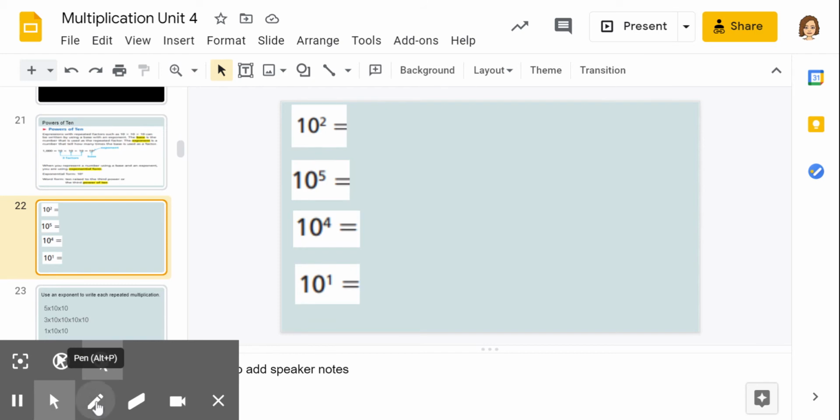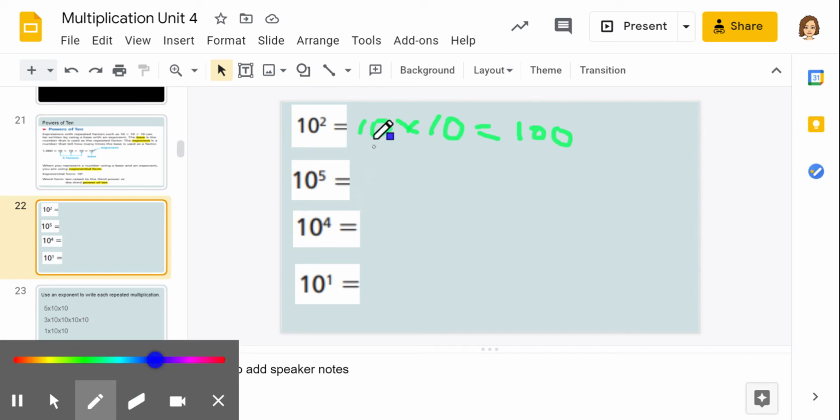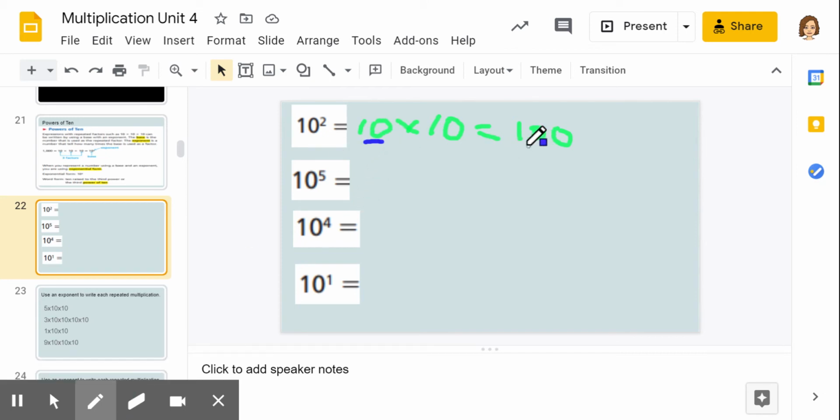Okay, so let's take a look at this one. 10 to the power of 2 or raised to the power of 2 is the same thing as 10 times 10. My factor is 10, my exponent is 2. That tells me that I have two 10s. So 10 times 10 is 100, right? If you weren't sure, you could keep the 10, and how many extra zeros? 1. Add a 0, 100, okay?